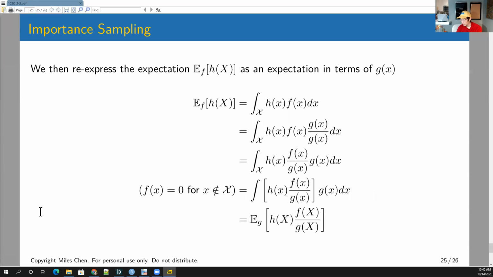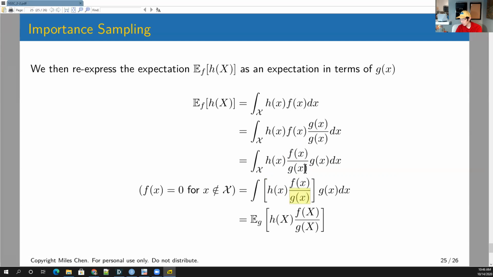And this is what we're going to do. We're going to re-express this expectation as an expectation in terms of g. So all I'm doing is writing this out as the integral that it's equal to, and then I'm going to multiply by g of x over g of x. We can do that. And if I just rearrange, now I've got h of x times f of x divided by g of x, and I can group this together. And so this becomes the new function in here.